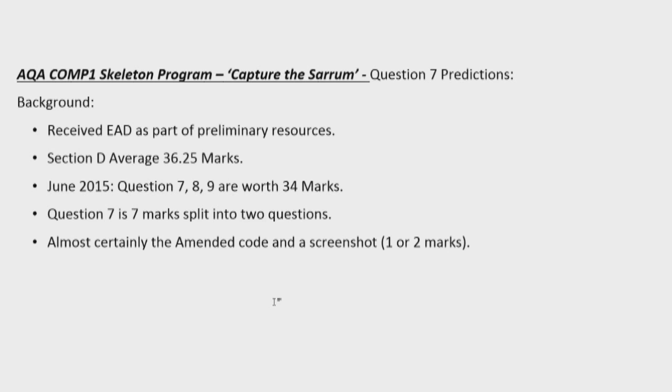Question 7 is 7 marks split into 2 questions. This is almost certainly an amended code question in the screenshot. So this means that question 7 is going to be a fairly easy programming question, and those are going to be the types of example questions I'm going to be giving in this video.